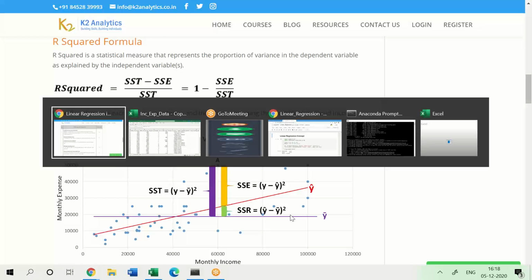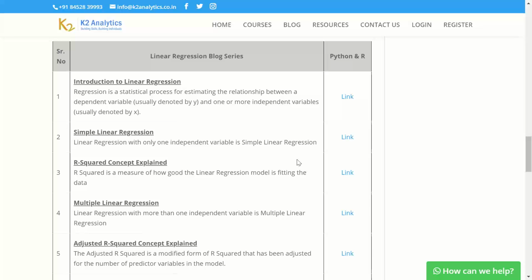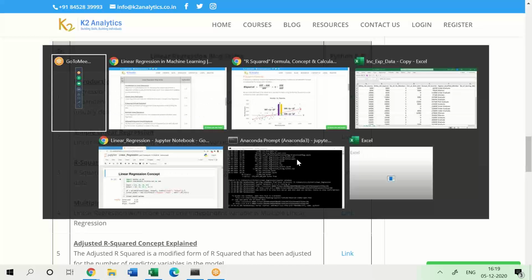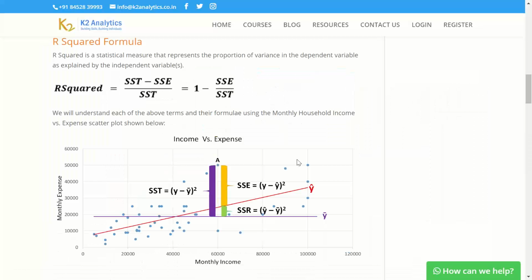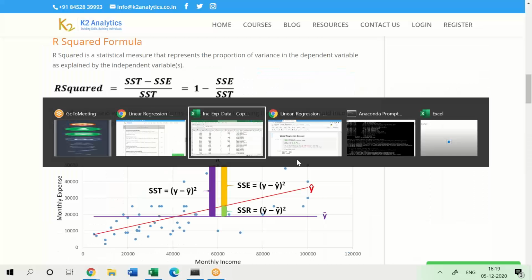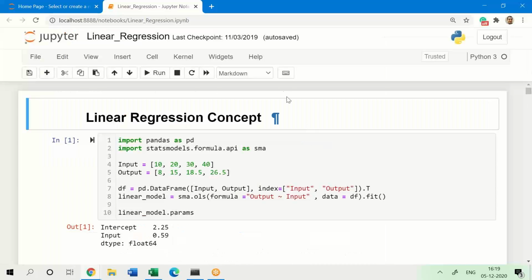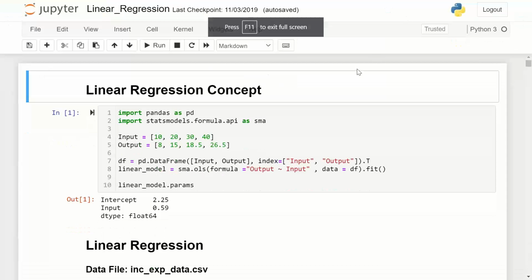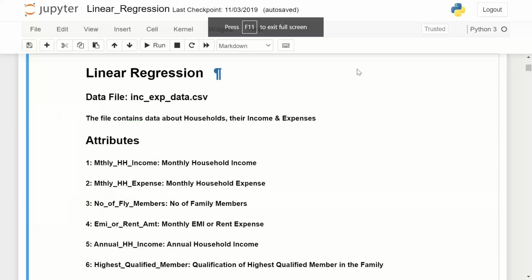Okay, I just get into my Jupyter Notebook. This is not where Jupyter is. Sorry, this is where my Jupyter Notebook is. Let me get into full screen, 125%, F11.